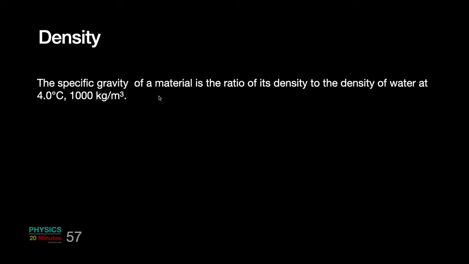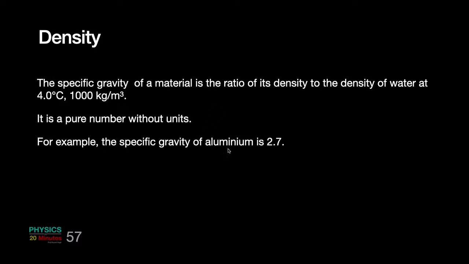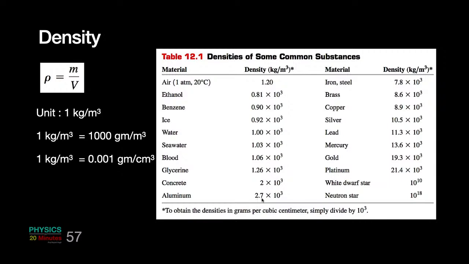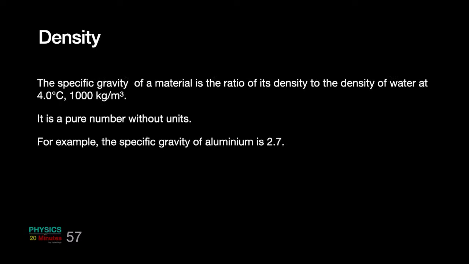us the specific gravity, which is the density of the material divided by the density of water. It's a pure number without any units. For example, the specific gravity of aluminum is 2.7. You can see from the data sheet which I had just presented. Aluminum has a density of 2.7 into 10 power 3. Water has a density of 1 into 10 power 3. So you divide 2.7 into 10 power 3 by 1 into 10 power 3. 10 power 3 cancels, giving you the specific gravity as 2.7. So specific gravity is just a number, and it's a misleading number because there is nothing specific about it, nor does it have anything to do with gravity. So be careful.